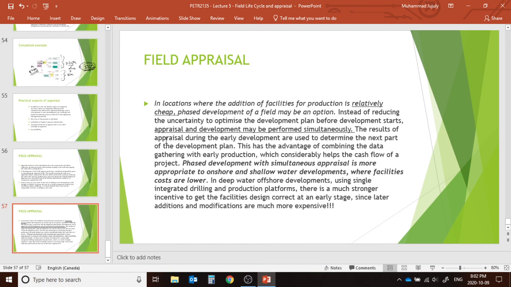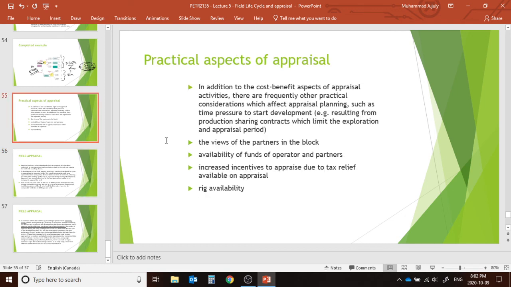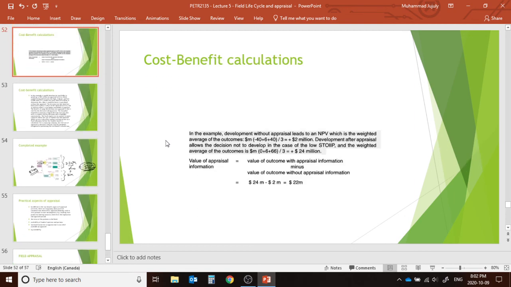So this would be all for today's lecture, and now you know how to do the appraisal, which is a very important part of our whole field life cycle. I would suggest you go through all the problems very carefully, so that you can learn how to make the decisions.